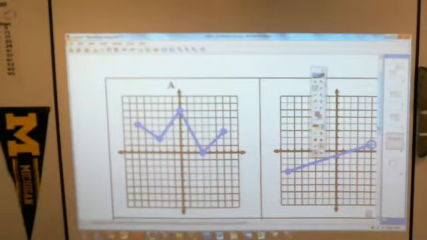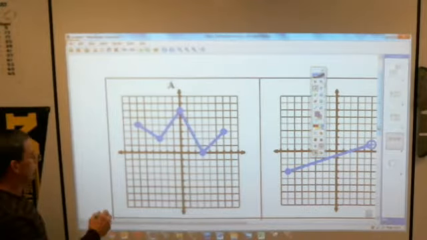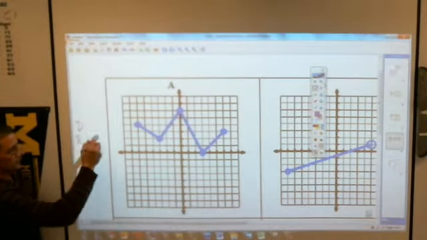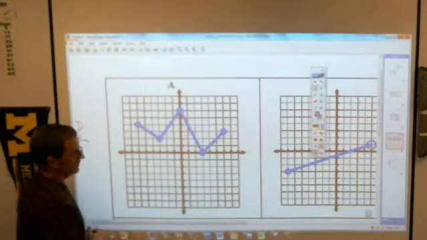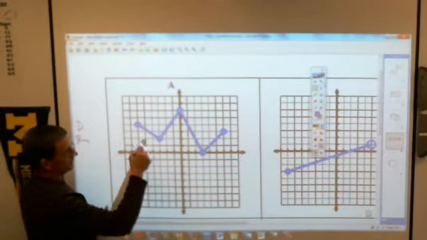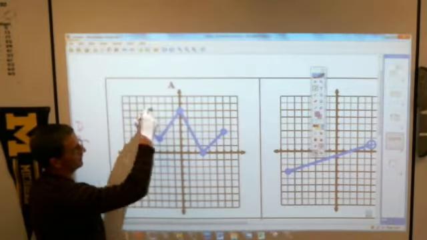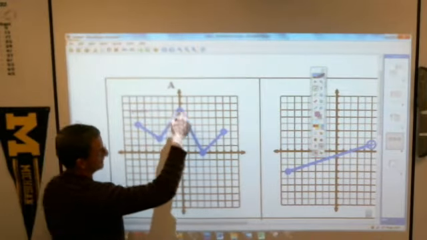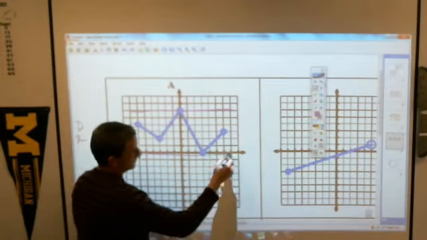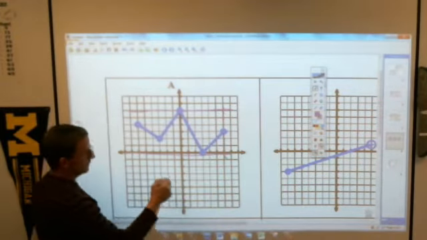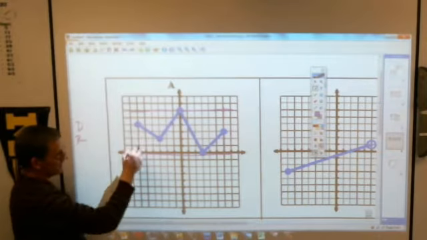Interesting graph, as it would be if I asked you to give both the domain and the range of letter A. Again, my best way, I've always thought, is to think about it in a box. If you drew a box around the whole thing, the highest the box gets is this. The lowest the box gets is this. The farthest right the box goes is here. The farthest left the box goes is there.